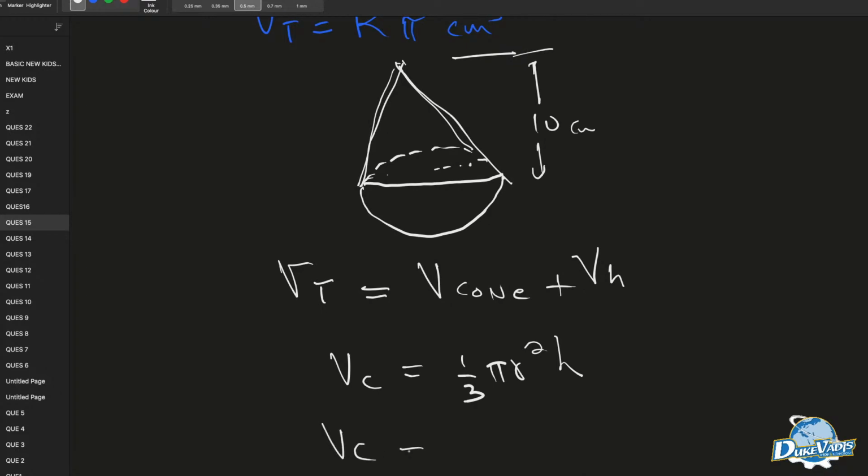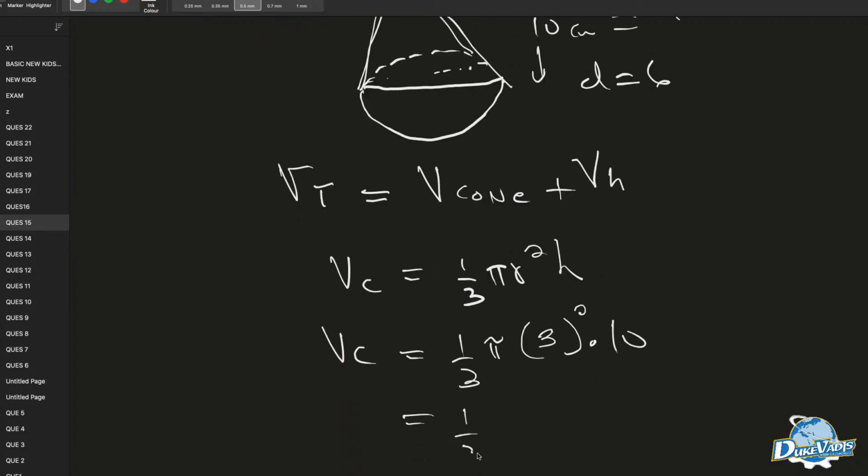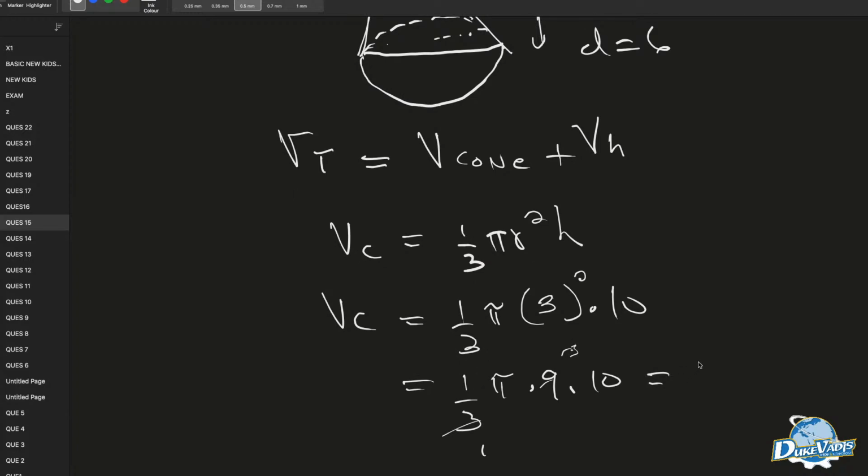So the volume of the cone VC will be 1/3 pi, the diameter being 6, meaning the radius is 3. So 3 squared, multiplying by the height, which is 10. If we simplify this, we get 1/3 pi times 9 times 10. The 3 cancels, so the answer is 30 pi. So VC, the volume of the cone, is 30 pi.